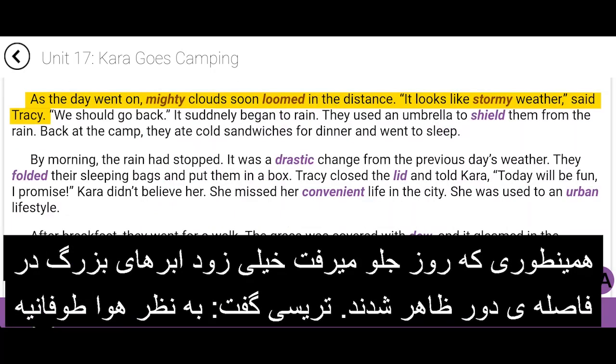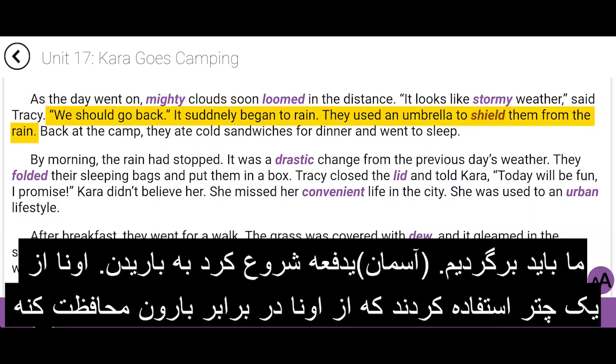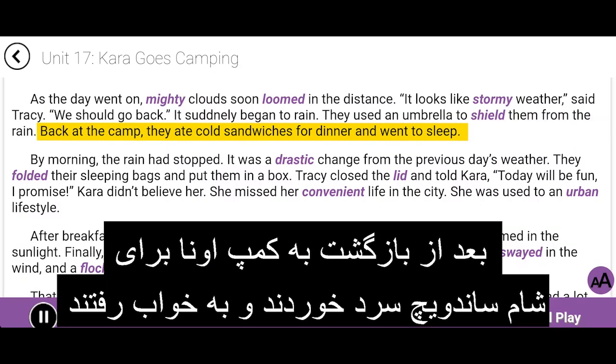As the day went on, mighty clouds soon loomed in the distance. "It looks like stormy weather," said Tracy. "We should go back." It suddenly began to rain. They used an umbrella to shield them from the rain. Back at the camp, they ate cold sandwiches for dinner and went to sleep.